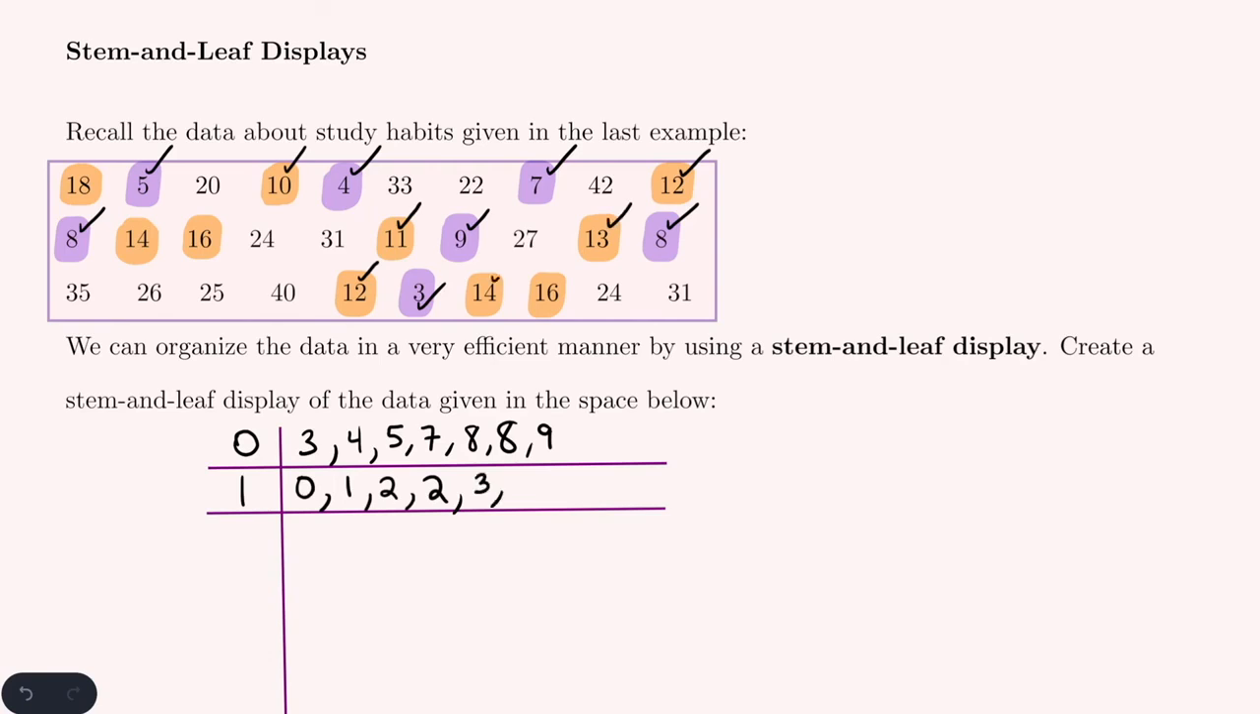Then 2 14s. Record the 4 twice. 2 16s. And finally, an 18. Next, in our stem and leaf display, let's record those data values that are 2 digits and start with a 2.